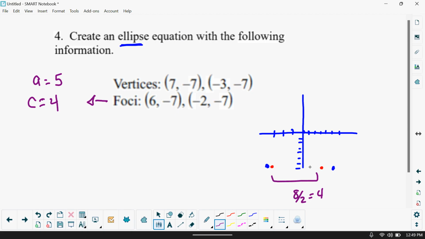1, 2, 3, 4. Okay, 4 is going to be over here. And my center, again, this would be a lot easier if I was graphing, is at 2 and negative 7.